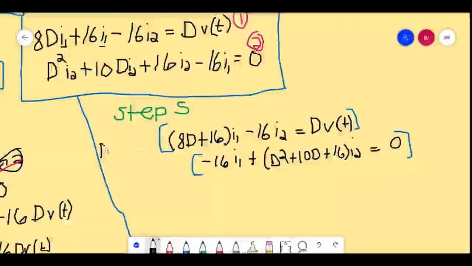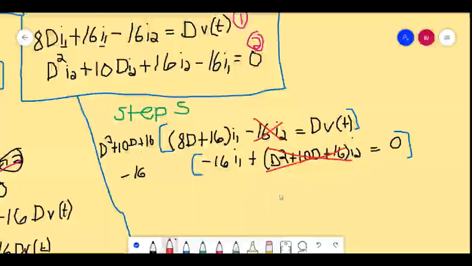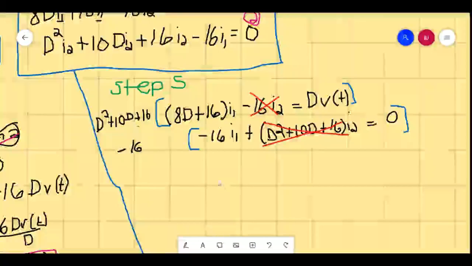So this would be d squared plus 10d plus 16. And then the one at the bottom here is negative 16. This would efficiently remove this and this. You just have to multiply. So we'll get our new equations without I2 and with only I1 remaining.